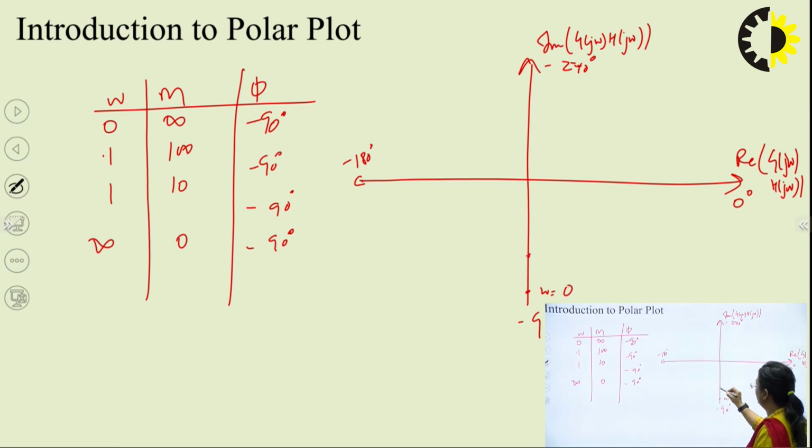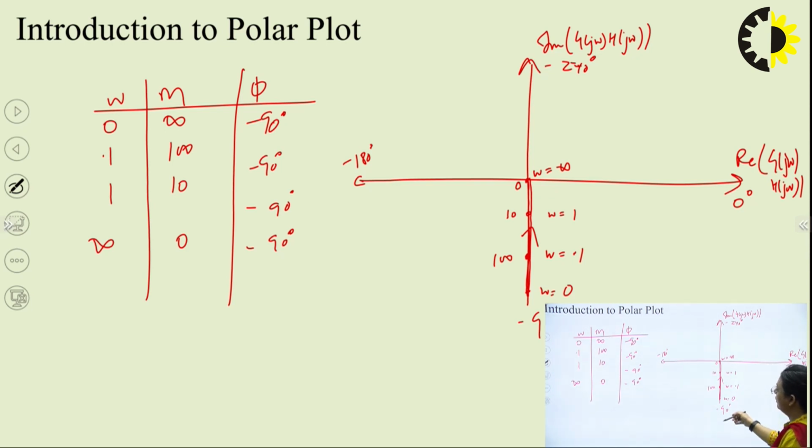Then at minus 90 only, the magnitude is 100. Let this be the point 100, with the angle again minus 90, and here omega equals 0.1. The magnitude is 10 at omega equals 1, and finally I get magnitude 0 at omega equals infinity. When I join all these points, this will be the polar plot for this system, that is G(s) equals 1 upon s.